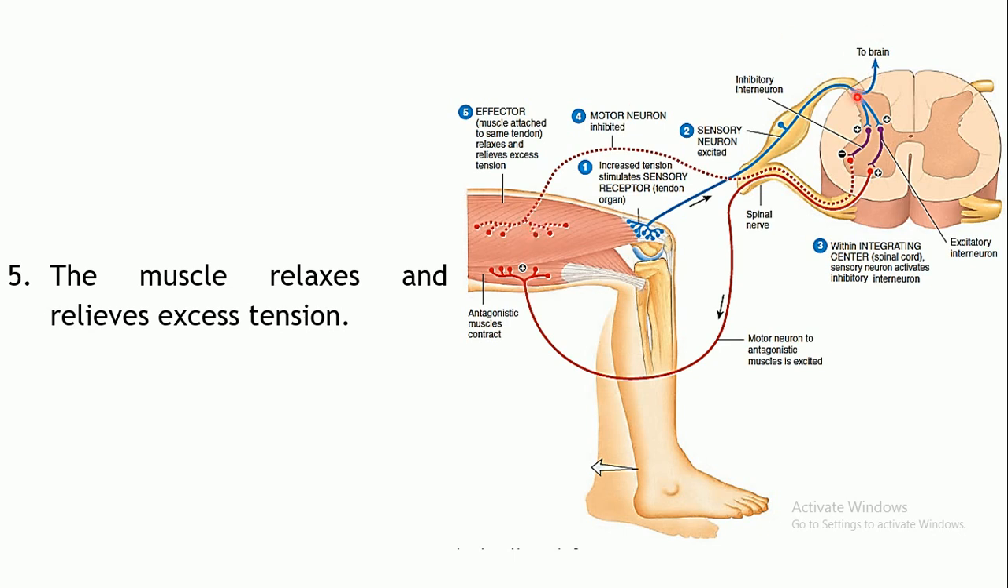Now simultaneously, what is happening? The same sensory neuron is also sending signals towards the brain to tell you that your limb has moved, right? So you come to know that it has occurred. And at the same time, one more thing is happening. It is also sending excitatory signals towards the antagonistic muscle. So they contract.